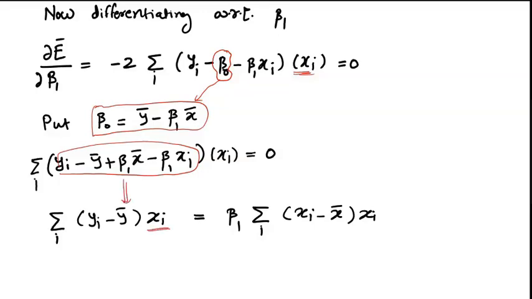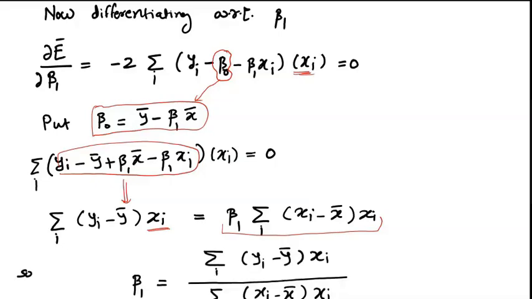I take this xi out and I bring this beta 1 into all these things here. Now this becomes my beta 1. If you see carefully, it is i equal to 1 to n, and obviously i equal to 1 to n here also. So yi, that is the outcome for the ith sample, minus its mean value, multiplied by its input. I have to do this for all the samples from i equal to 1 to n, divided by the input value xi minus the mean of that input, multiplied by input. I have to do this summation for i equal to 1 to n.